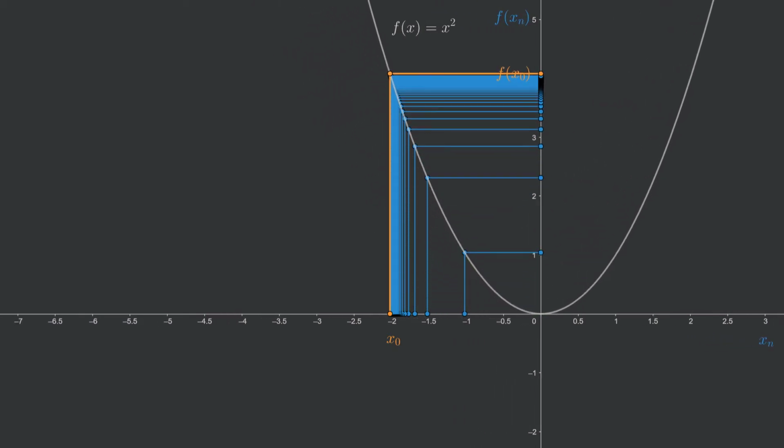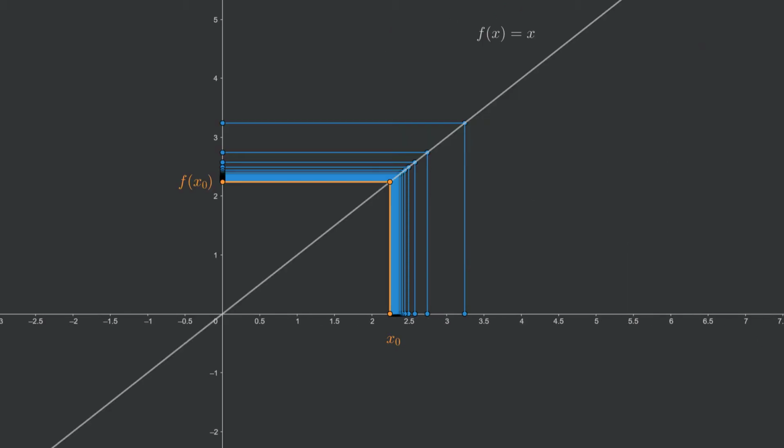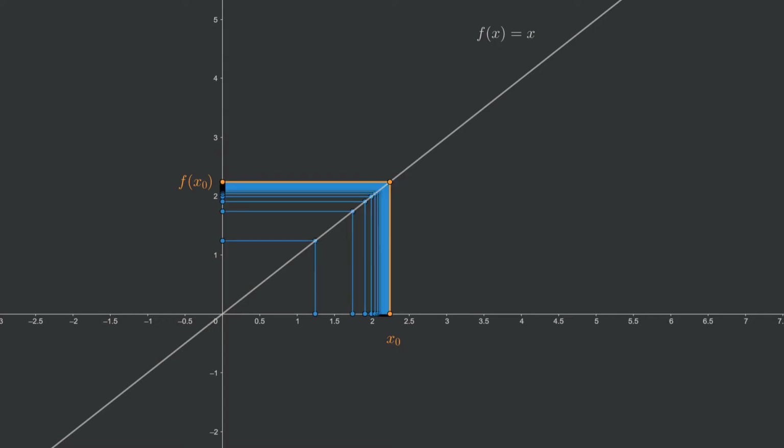And of course, that story doesn't only work for the parabola, but also for many other functions. For instance, for the very simple function f of x equals x. And it also works if we choose other sequences converging to x0. For instance, a sequence which comes from below, that means from the left-hand side.